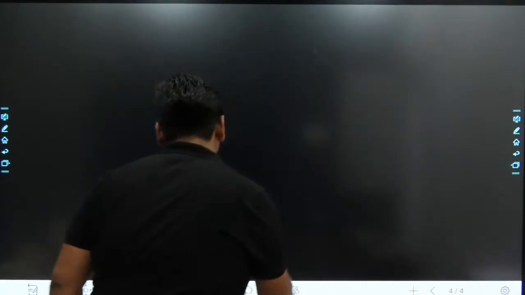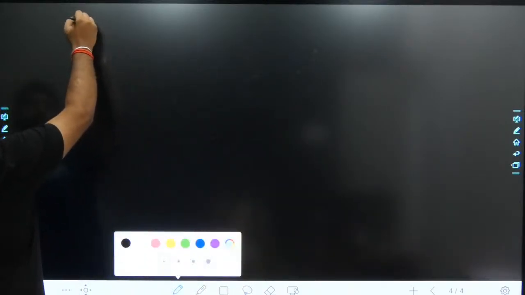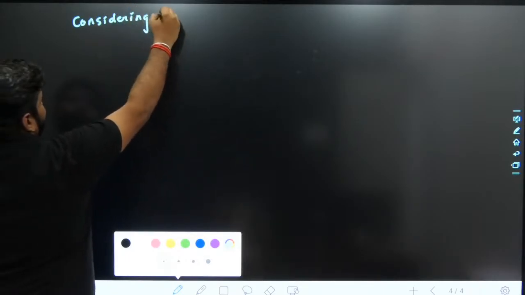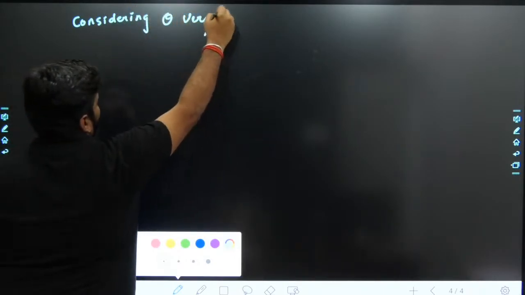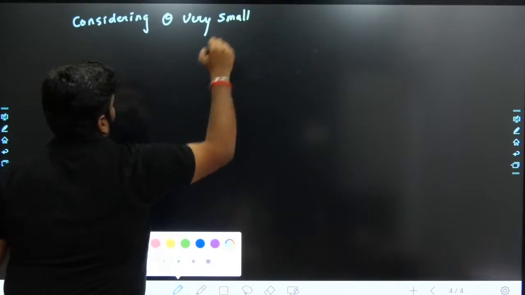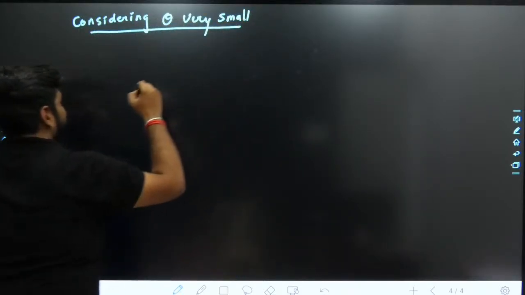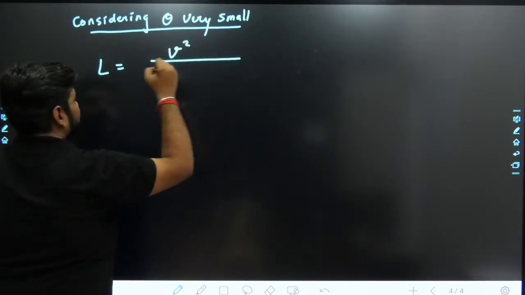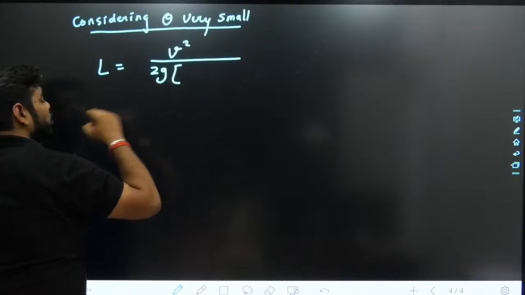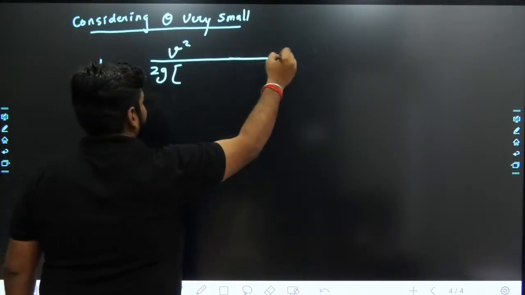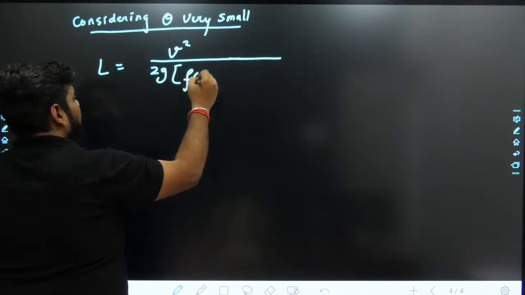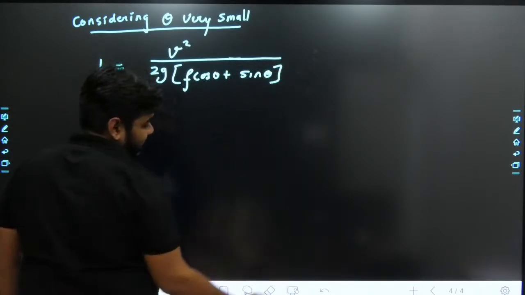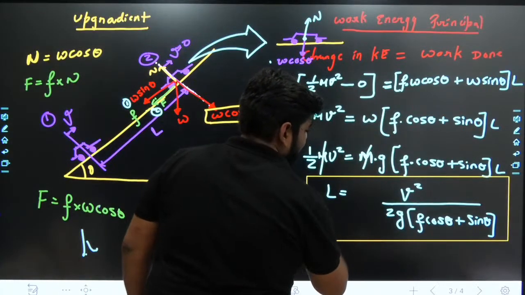Considering theta very small, the current equation is L equals V square divided by 2G times F cos theta plus sin theta. This is the equation we wrote here: F cos theta plus sin theta.